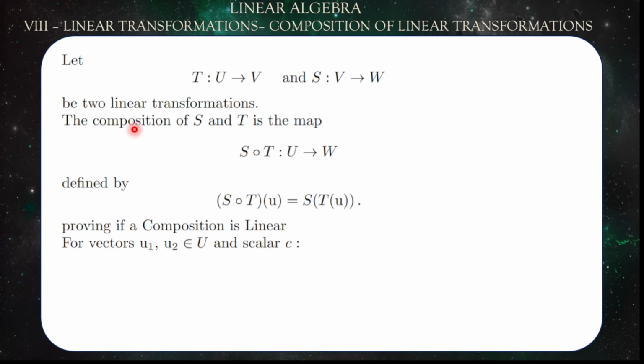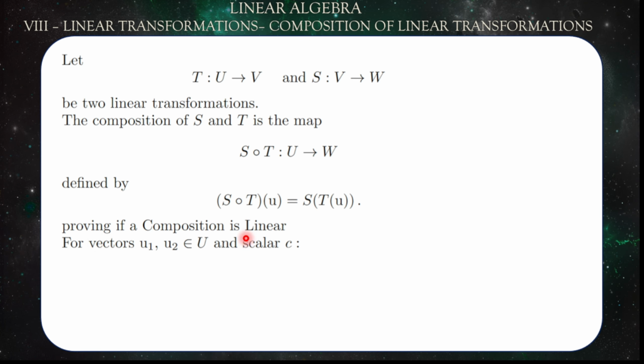Let T, the transform, be a transformation from U to V, and S be a transformation from V to W. So these are two linear transformations. The composition of S and T is the mapping S∘T, which gives us a transformation from U all the way to W, passing through V. So T is the transform from U space to V space, and S is the transform from V to W. So S∘T, or the composition of S and T, is the mapping from U to W, defined by (S∘T)(u) equals S of T of u.